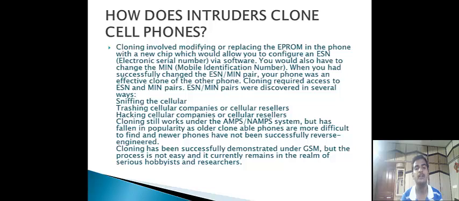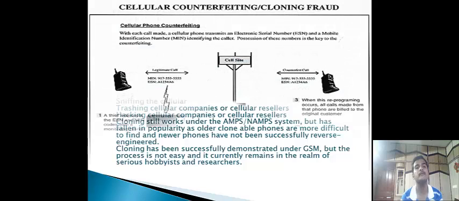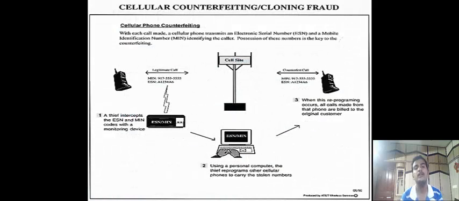Cloning still works under the AMPS and NAMPS system but has fallen in popularity as older clone-able phones are more difficult to find and newer phones have not been successfully cloned. Cloning is successfully demonstrated under GSM, but the process is not easy and it currently remains the realm of serious hobbyists and researchers. And this is the diagram of how cell phone cloning is done.